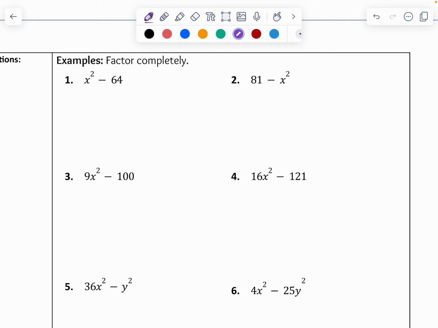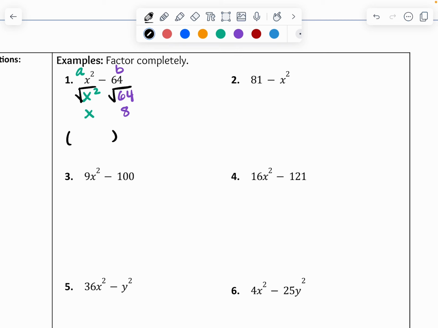So we'll say that this term is A and this term is B in our rule. So you need to just remember that the square root of x squared is x, because x times itself is x squared. If you want to use a calculator for the second term, 64, you can take the square root of 64. You'll end up with 8.